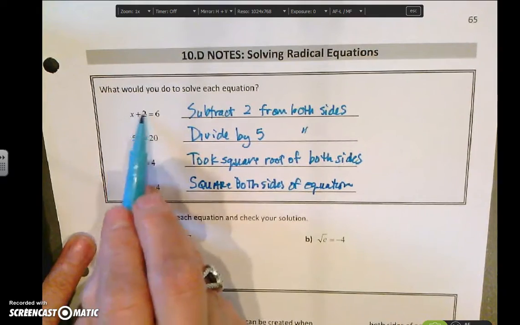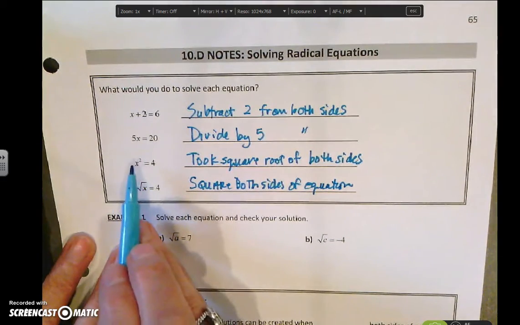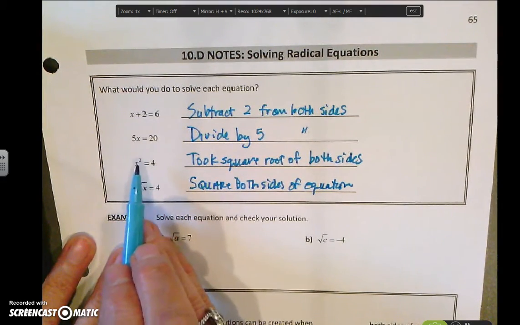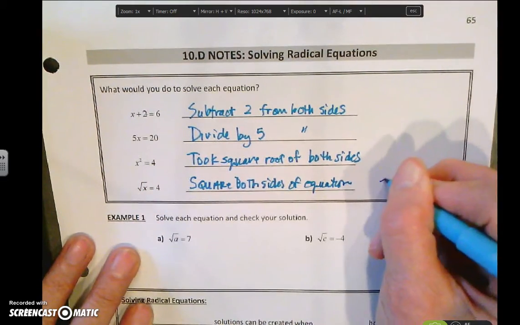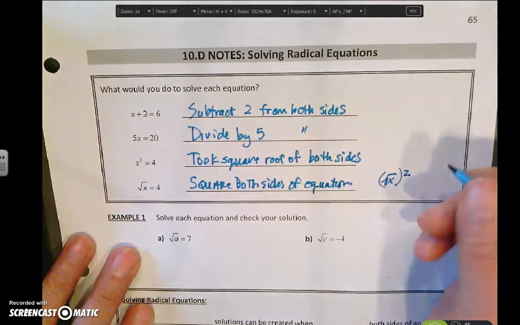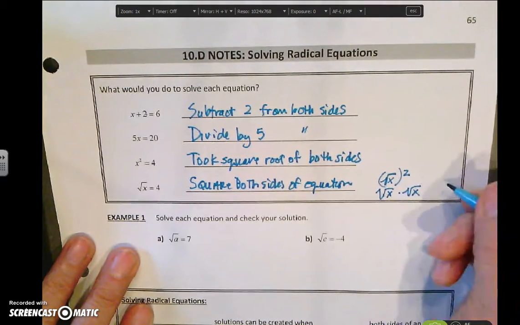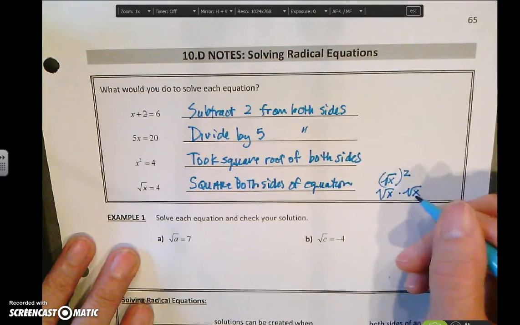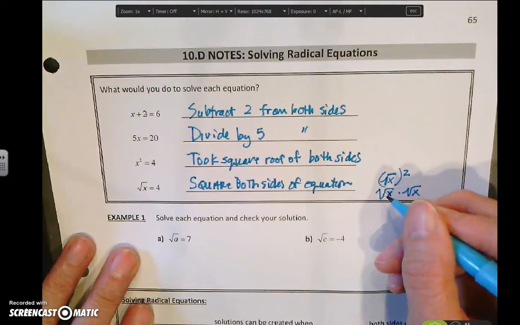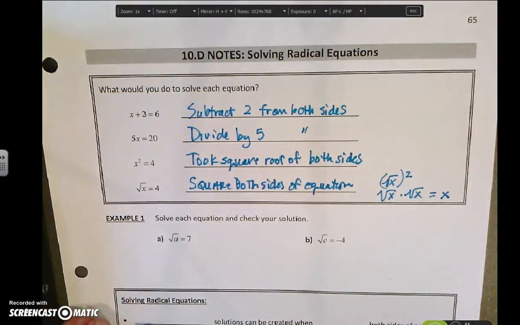All right, so when we subtract 2, that leaves us with x on the left. When we divide by 5, that leaves us with x. When we take the square root, we have an x. And when we square both sides, it's going to give us an x on this. So if you think about it, the square root of x times the square root of x: when we do the square root of 2 times the square root of 2, the answer is 2. Square root of 3 times the square root of 3, the answer is 3. Well, the square root of x times the square root of x, the answer is going to be x. So when we square the square root, we get an x.